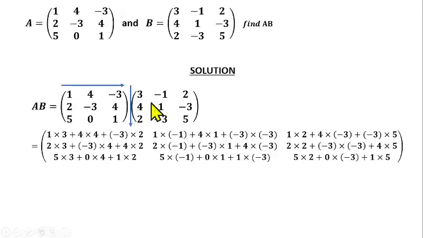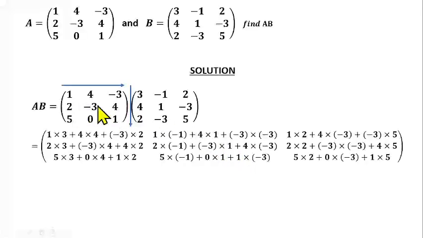So you have 2 times 3, which is this, minus 3 times 4, which is this, 4 times 2, which is this. Then also 2 times minus 1, which is this, minus 3 times 1, which is this, 4 times minus 3, which is this. Don't forget we are adding them together, we have plus plus in between.